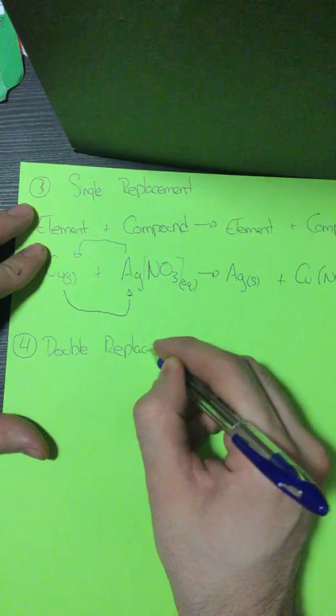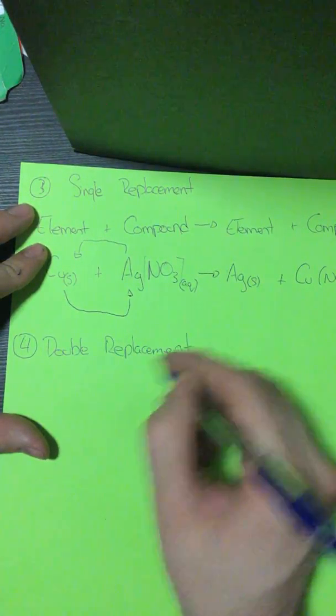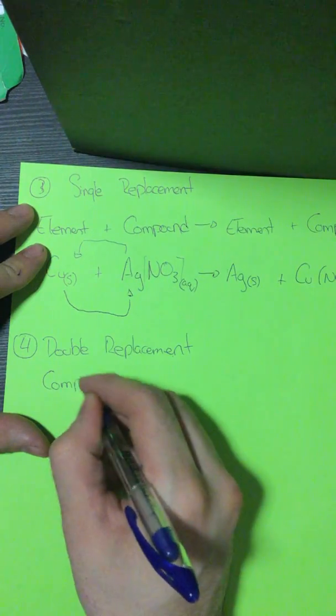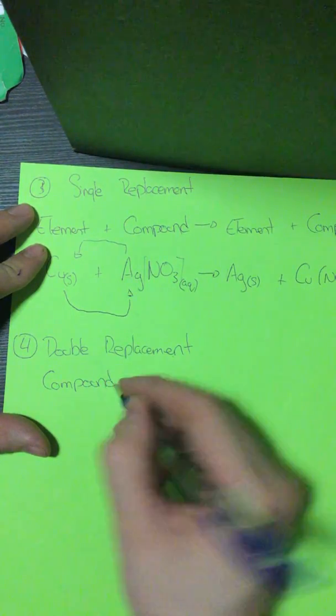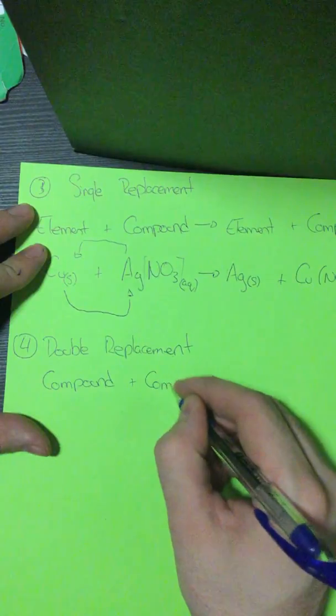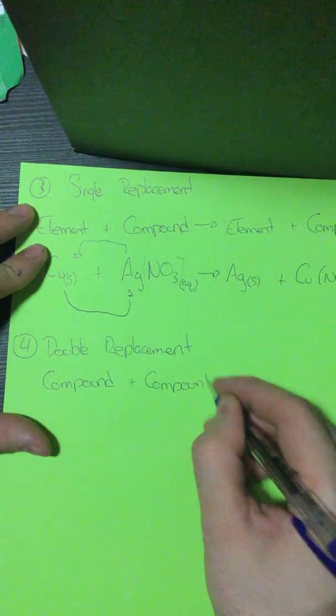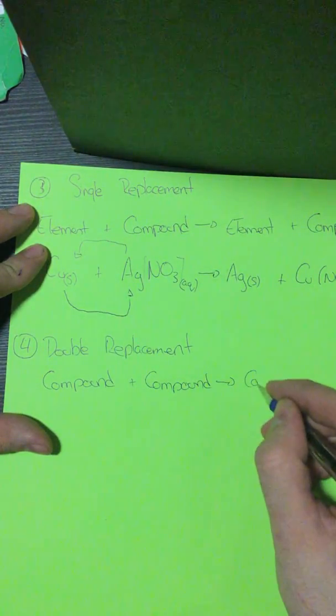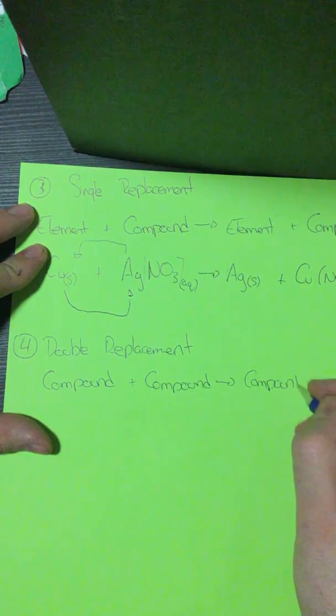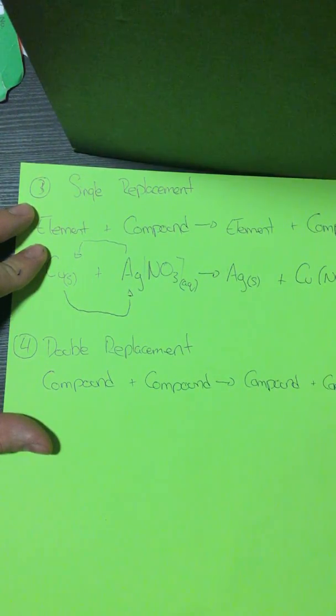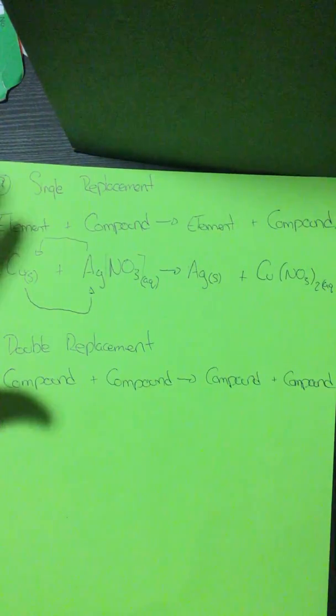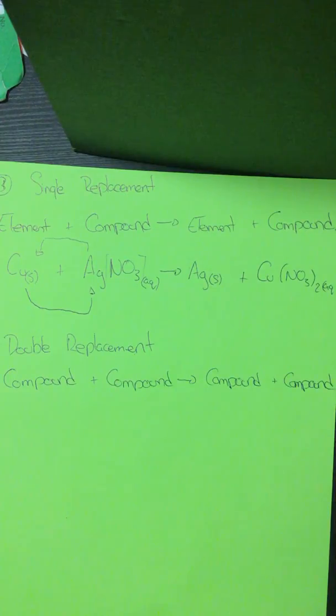So our double replacement is now going to be compound plus compound leaves me to have compound plus compound. And just like single replacements, these exist inside of water. That's how they all react with one another. So compound plus compound. Let's think about what we could possibly have react.